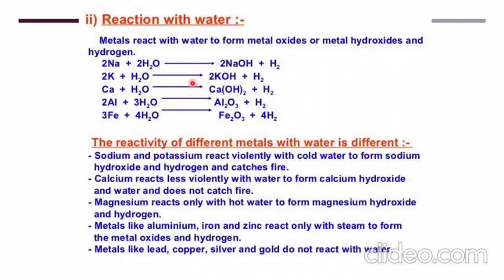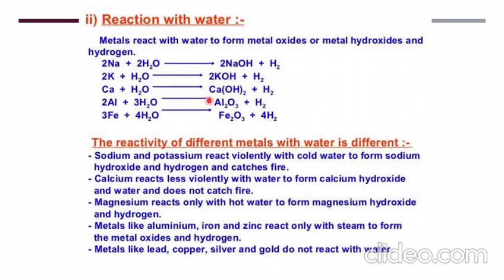Now talking about calcium, calcium also reacts with water at room temperature forming calcium hydroxide. This is the formula of calcium hydroxide, Ca(OH)2. But the reaction is less violent and the heat evolved is not sufficient for hydrogen to catch fire. So in this case, the reaction is exothermic, but the heat is not enough for the hydrogen to catch fire. Further, the bubbles of hydrogen gas stick to the surface of calcium and hence it starts floating on the surface of water.